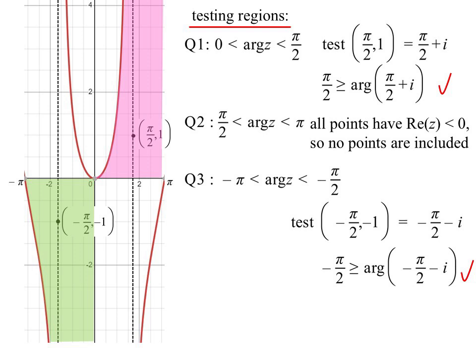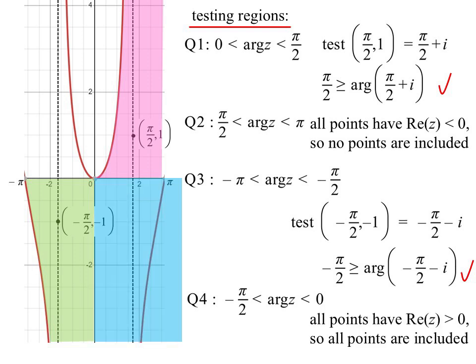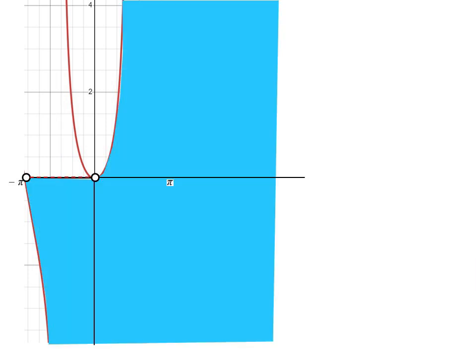And then I get to quadrant 4. Minus pi on 2 is less than the argument of Z is less than 0. But hang on. Now it's sort of like the opposite of what happened in the second quadrant. Every point here has a positive real value. So it's always going to be bigger than the argument. So every single point in that section is included. There is the section that we want. It looks something like that.